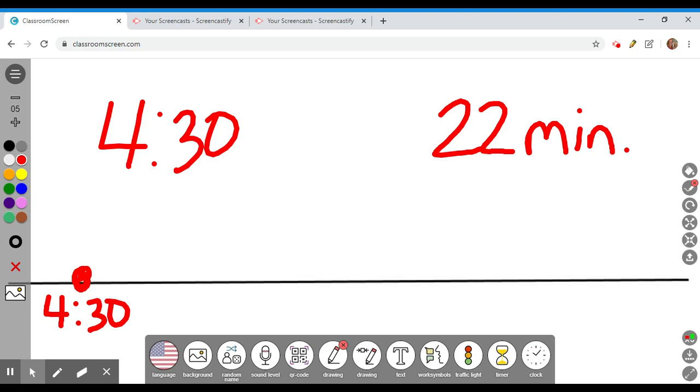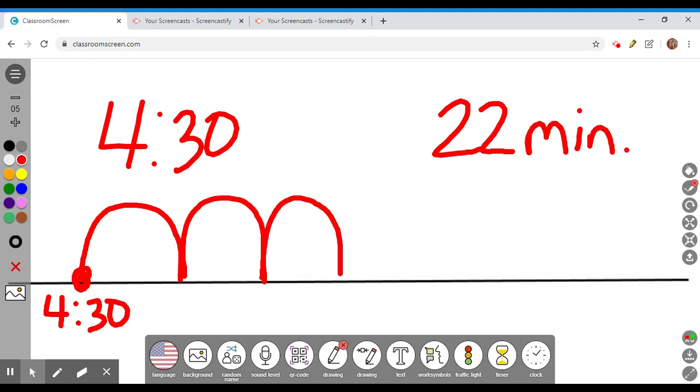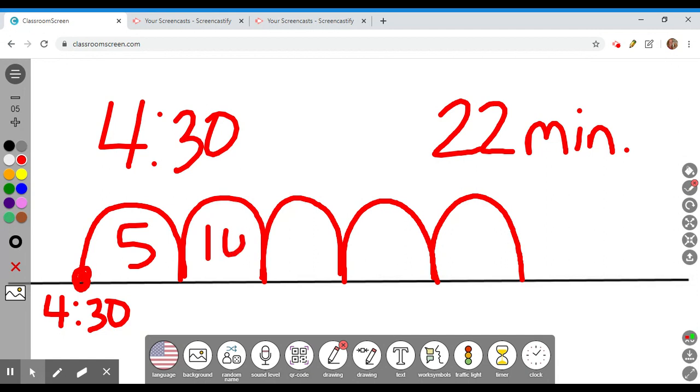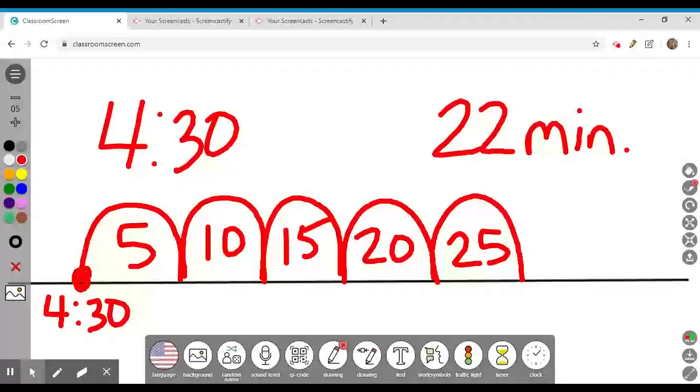And again, I'm going to travel 22 minutes. So I'm going to hop 5 minutes, then 10 minutes, then 15 minutes, and then 20 minutes. And now, wait a minute, if I try to hop again, I actually hopped too far because I have 5, 10, 15, 20, and then this would actually be 25 minutes. We only want 22 minutes, so that is too much.